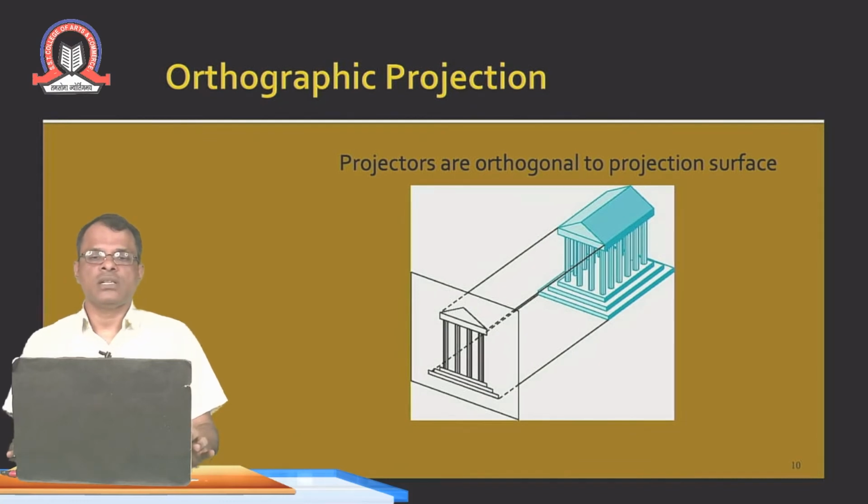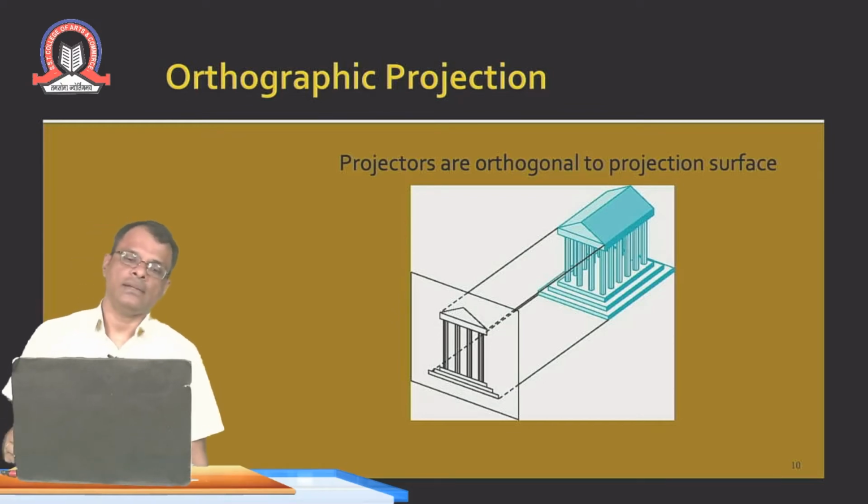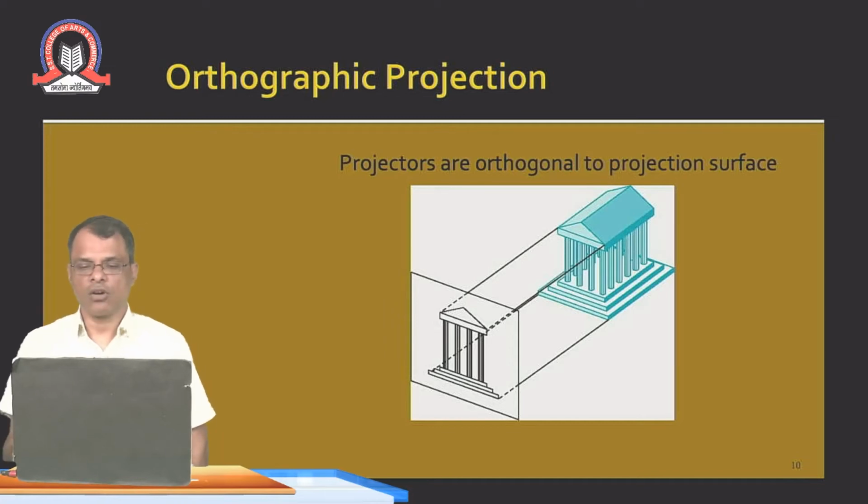Projectors are orthogonal to the projection surface. There are three types here. We have to start with the first type, that is orthographic projection. If you see my object, and if I see it from the front and draw that on a paper, it will look like this. This type of projection is called orthographic projection. Here the lines are parallel.